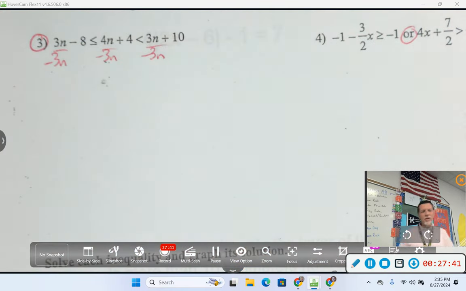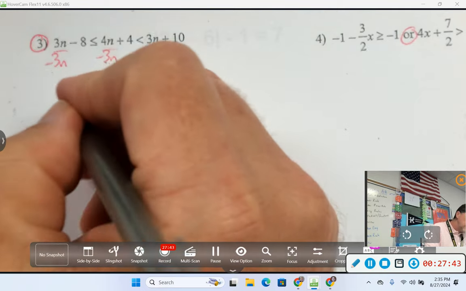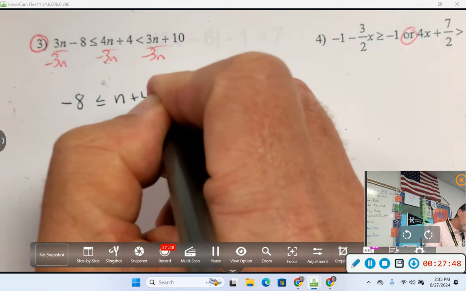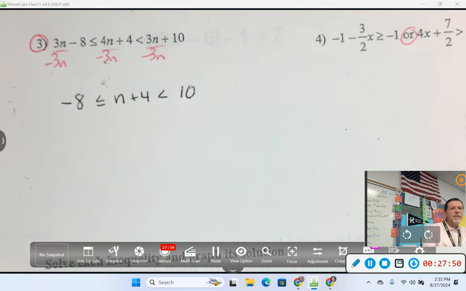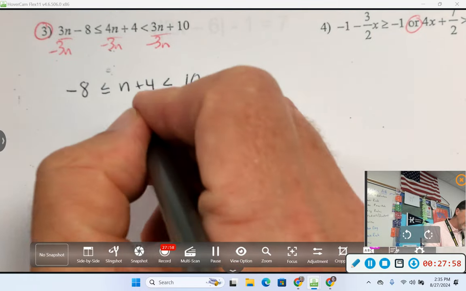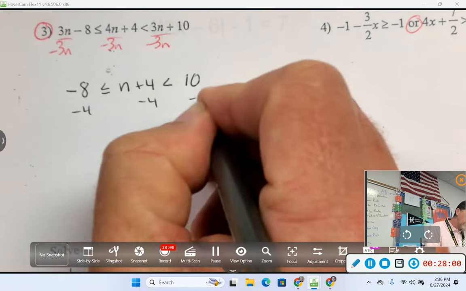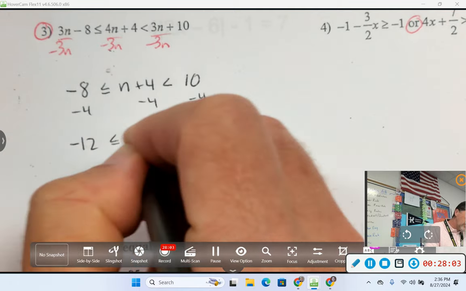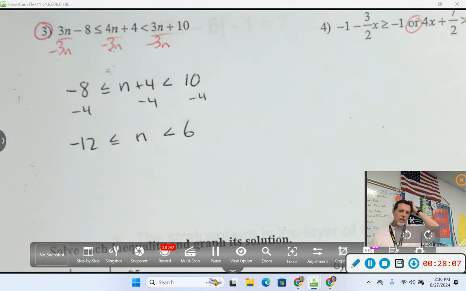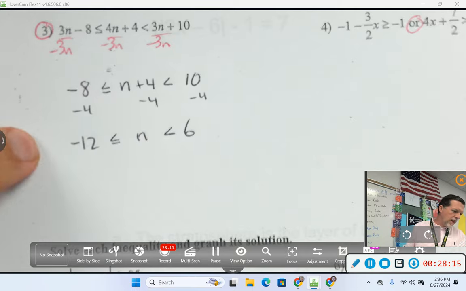So it kind of has to be a rigged problem for that to work out. Negative 8 is less than or equal to n plus 4, which is less than 10. I think you could take it from here, but we'll keep going. That was the main trick on that one. Subtract 4 from everybody. Negative 12 is less than or equal to n, which is less than 6. That's it solved, but let's make sure we read the direction and do what it asks us to do. Solve, yes, solve. Graph.